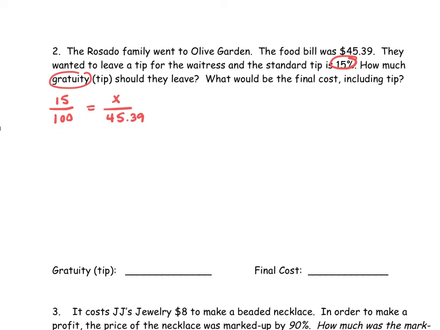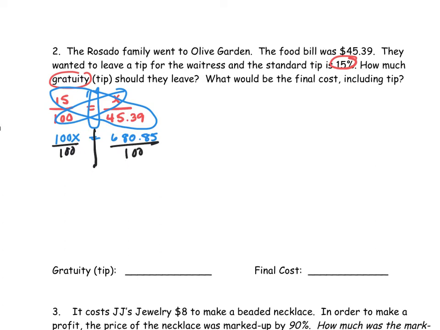So we're going to want our calculator in a minute. We're going to multiply 100 times x equals 15 times $45.39. Let's pause and do that calculation. All right, so we should have come up with 680.85. But we're not finished. We now have to solve. We have to divide by 100 on both sides. And this canceled out, leaving x. And on the other side, we get 6.8085. And we know this has to be money.